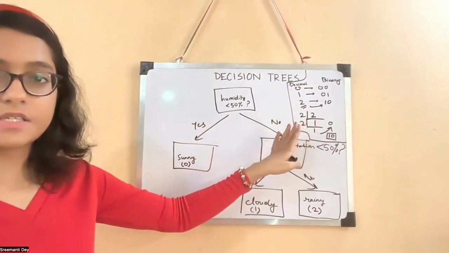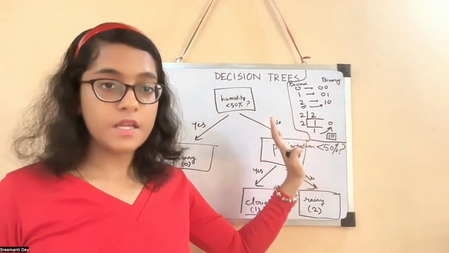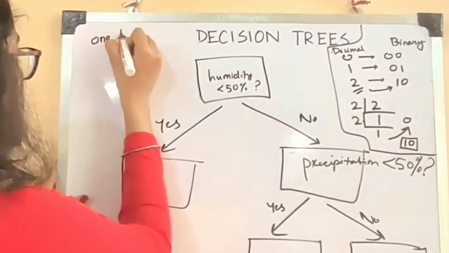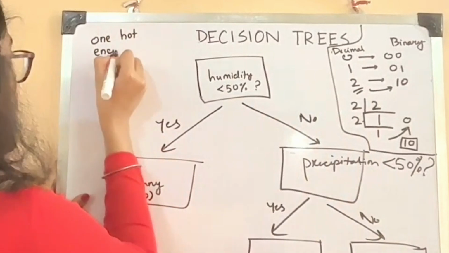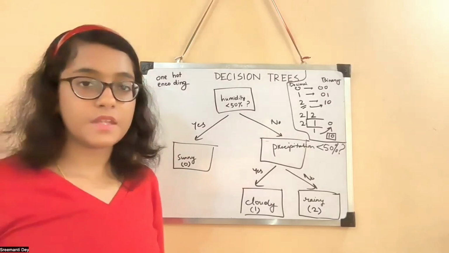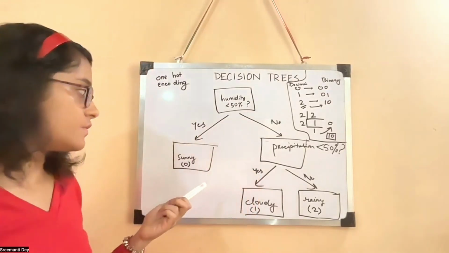This is the binary representation, or the one-hot encoding, that we are talking about here. One-hot encoding. Let me just write that down. Great. So now we have this out of the way.